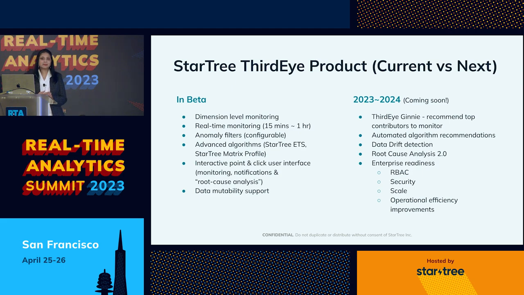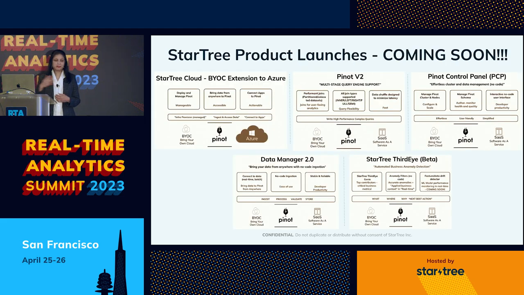What's coming up next? Well, ThirdEye Genie, that is something we are working on. We will be doing a blog about it in a couple of days, and you will read about it more. What we are going to tell as part of that is what to monitor instead of boiling the entire ocean. And then we have a couple of other things like data drift detection and root cause analysis 2.0. The version you saw earlier, we are making it more guided so that you're not lost in how to find your root cause. So that's about StarTree ThirdEye.